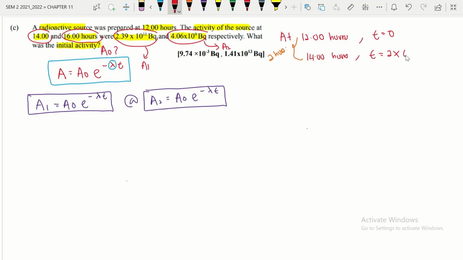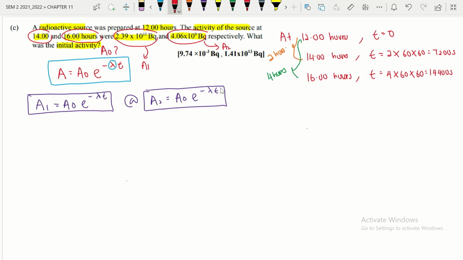So 2 jam darab 60 minit darab 60 saat, awak akan dapat 7200 second. And then at 16 hours, so daripada initial time tu sampailah 16 hours, beza dia adalah sebanyak 4 jam, 4 hours. Jadi letak je 4 times 60 times 60, awak akan dapat 14,400 second. Alright, so this is how you find the time taken.